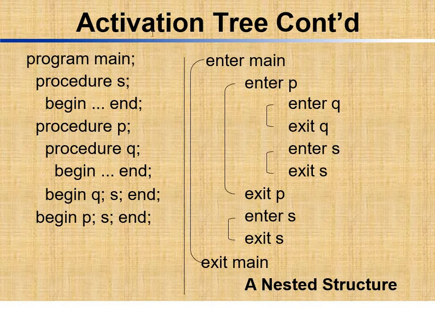Here we can see, suppose we are going to create one activation tree for this program. Suppose here we have written this program. This one is the main function, and here the procedure S is going to start and end. Inside main, one more procedure is also there, that is P, and inside P one more procedure, that is Q.